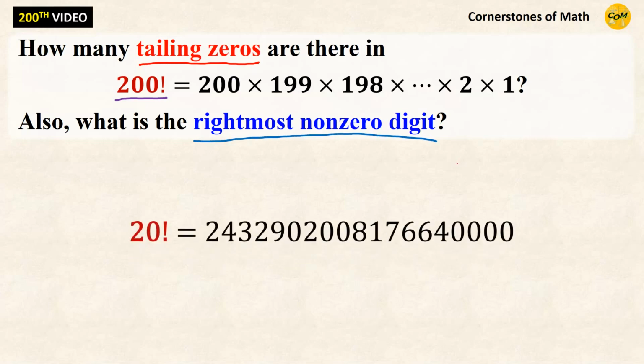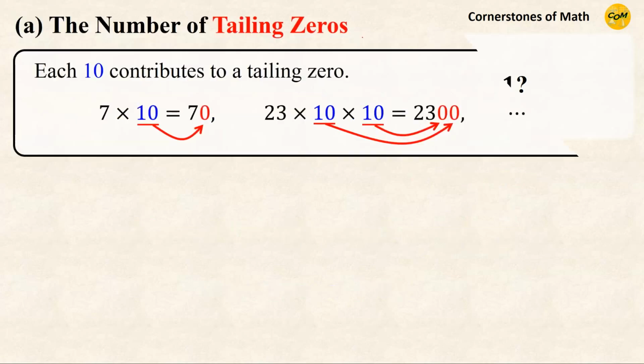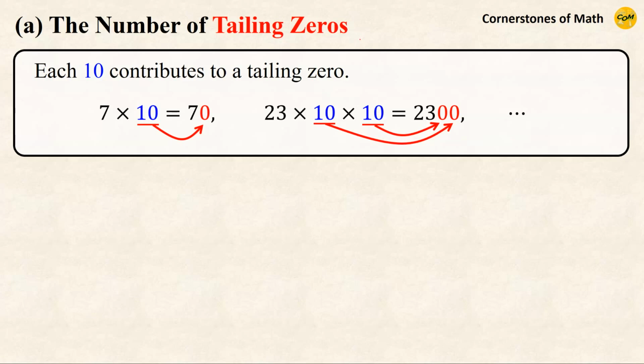For example, for 20 factorial, you can see that there are 4 trailing zeros and the rightmost non-zero digit is 4. Here, we have to do this for 200 factorial. First, the number of trailing zeros.